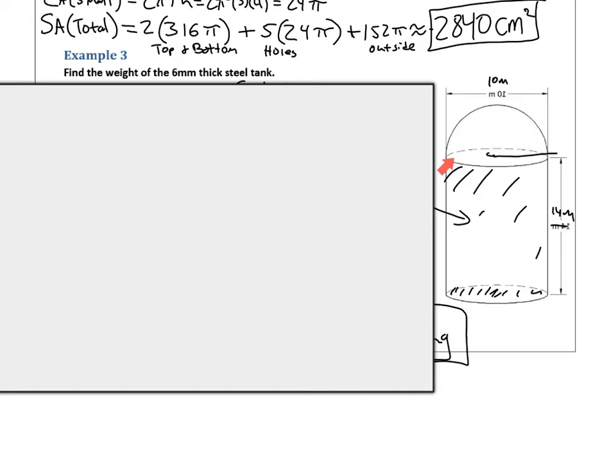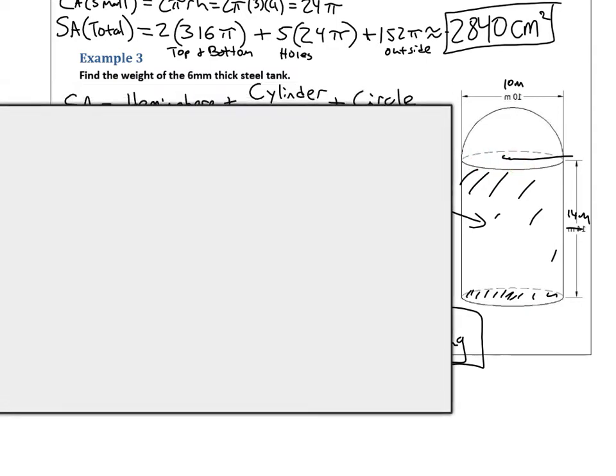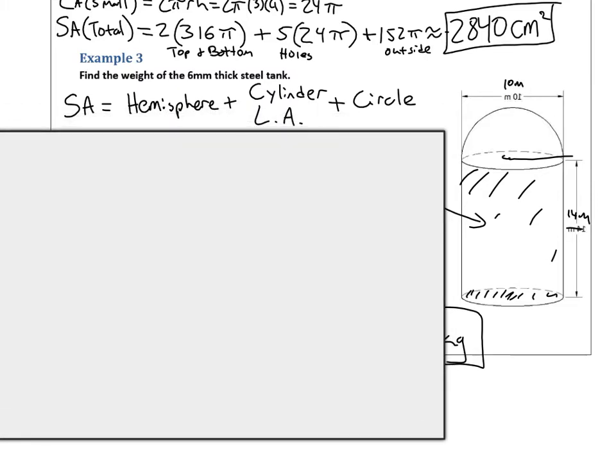This has got a 10-meter diameter and a 14-meter height. And so we need to figure out the surface area of this. And so we're going to assume that there is a bottom to it. There's metal on the bottom, but there's no metal in the middle. So what we need to do here is kind of break it down into the parts.